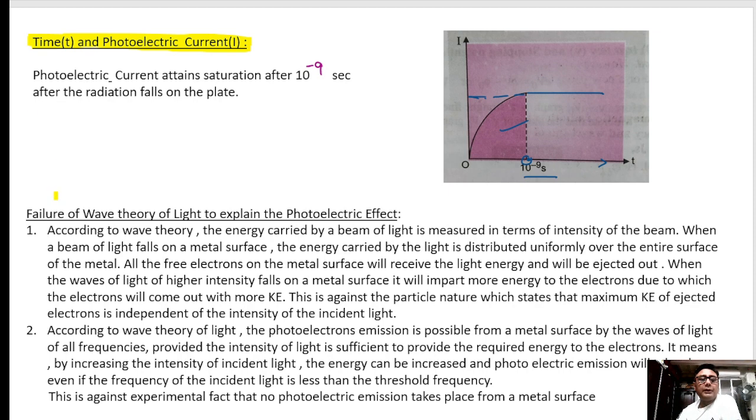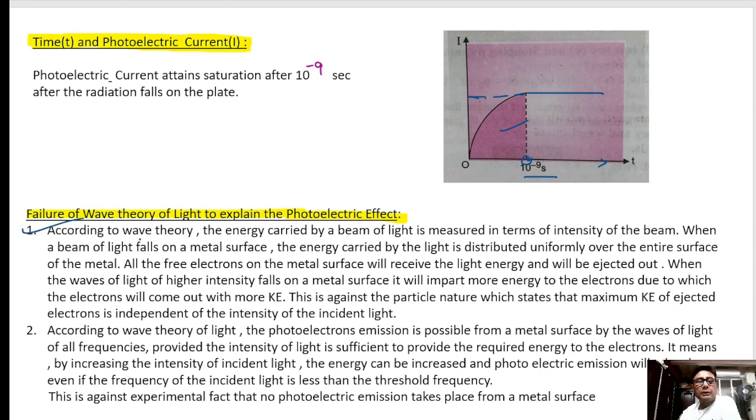Failure of wave theory of light to explain photoelectric effect. Okay, so why can we not explain the photoelectric effect with the help of the wave theory? Why? So that is the main question. Why with the help of the wave theory we cannot explain the photoelectric effect? So let's see.